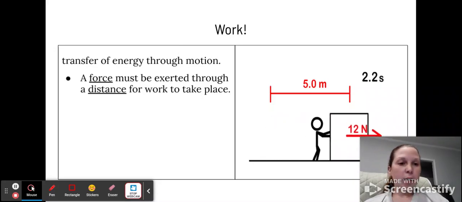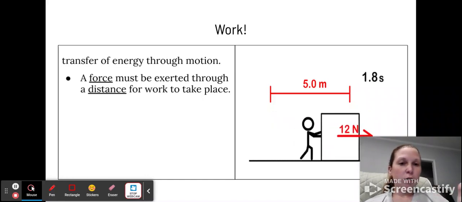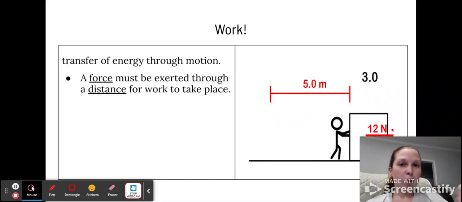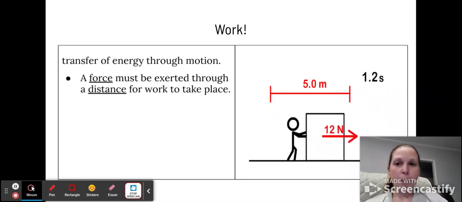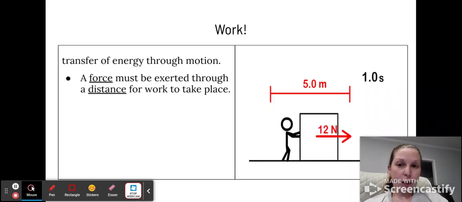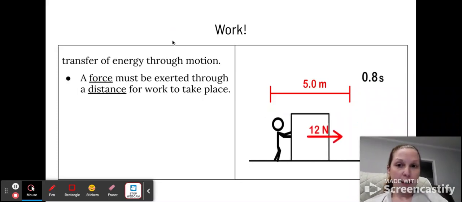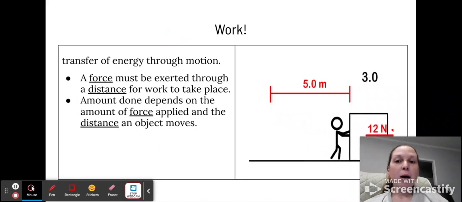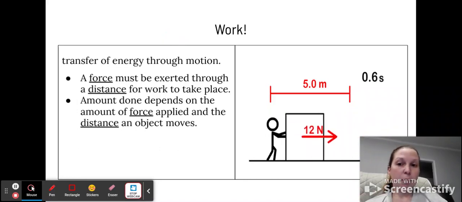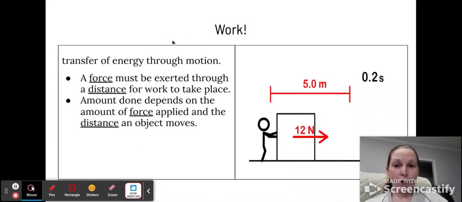And when we look at energy, remember energy is either transfer of heat or doing work. So now we're looking at the work part. We've talked about the heat part. Now we can talk about the work part. So when we look at work, we're looking at force exerted on an object and the distance covered as that work takes place. And the amount done depends on the amount of force applied and the distance that the object moves due to that force.